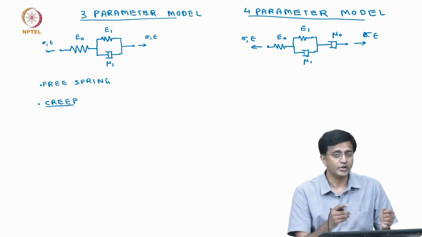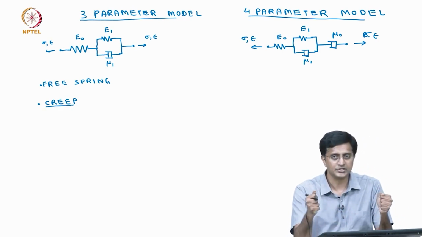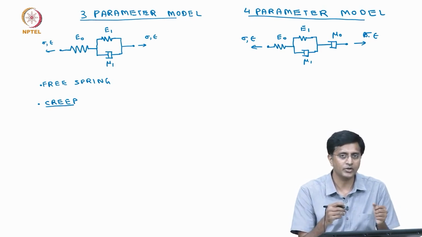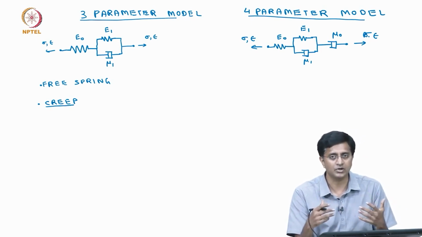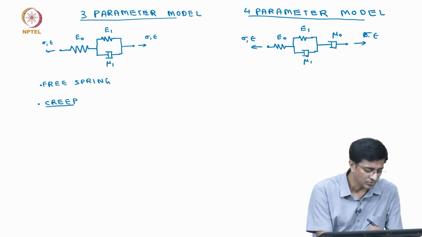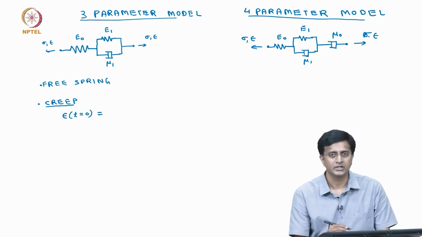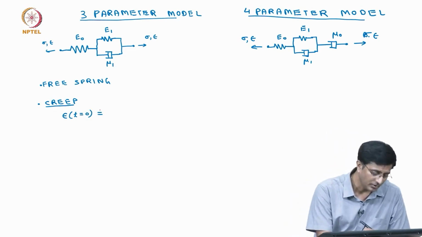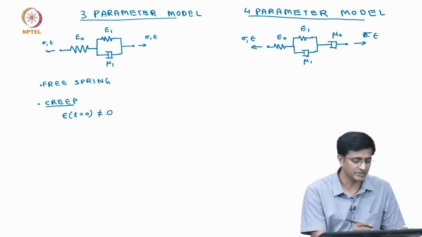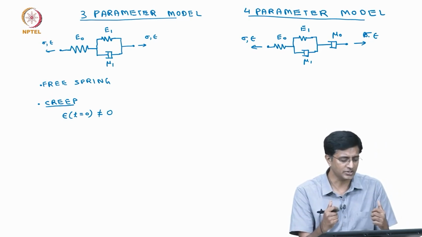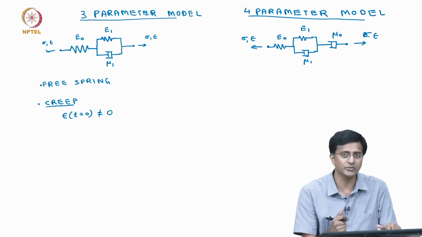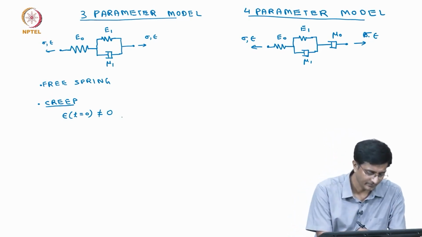Creep load meaning there is an instantaneous stress, and now we are looking at the instantaneous response of strain. So what would the strain response be at time t equals 0, or the instantaneous strain? The answer is we do have an instantaneous strain, and all this instantaneous strain is coming from the free spring.